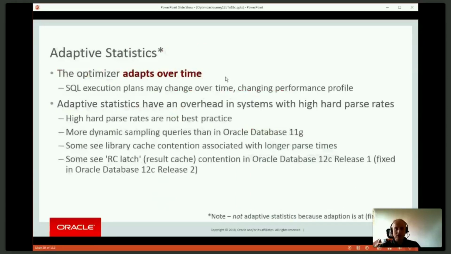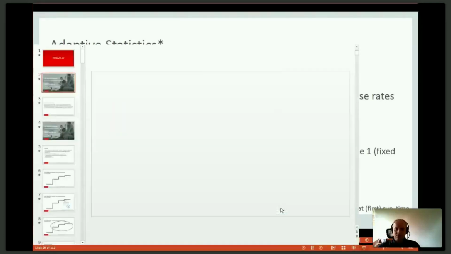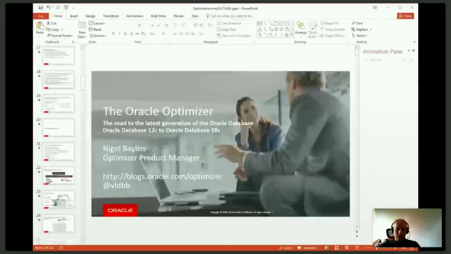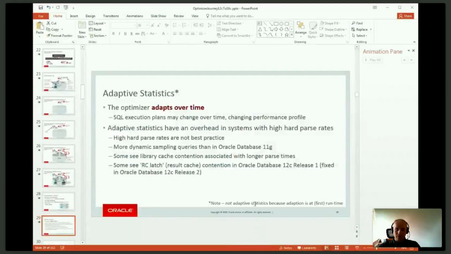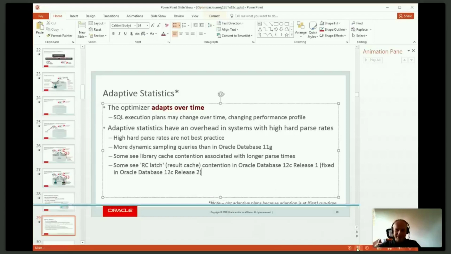Okay. So adaptive statistics, note the asterisk. This only means adaptive statistics, not adaptive plans. Okay. In fact, I've got a typo here. So this actually should be not adaptive plans. Let me just quickly make sure that's incorporated into the deck. I don't want you to get the wrong end of the stick. Editing on the fly there, sorry about that.